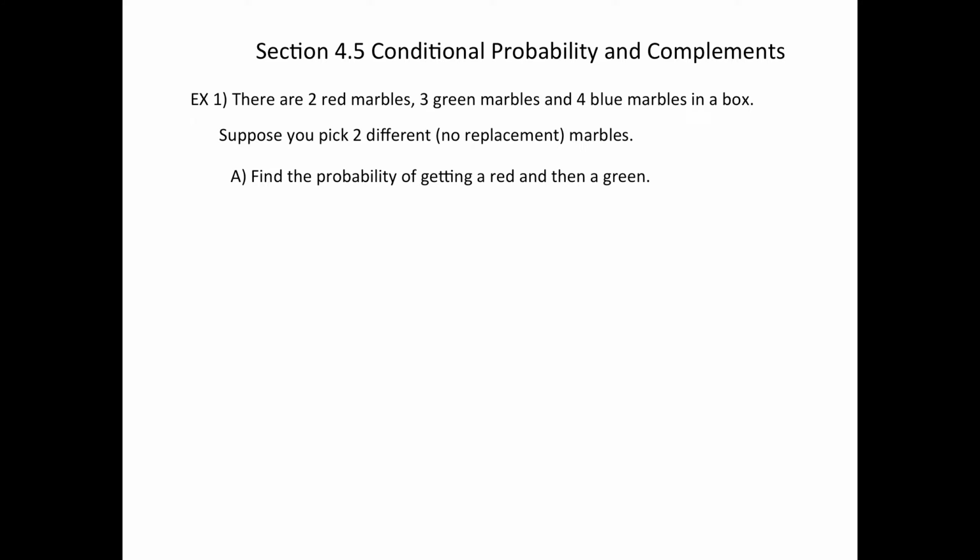Find the probability of getting a red and then a green. So for the red one, this goes first. There's 2 red ones, so that's going to be 2 out of 9. And then means multiply. Now you go for the green. Well, there's 3 greens out of how many? Since we took a red one out, there's only 8 marbles left.